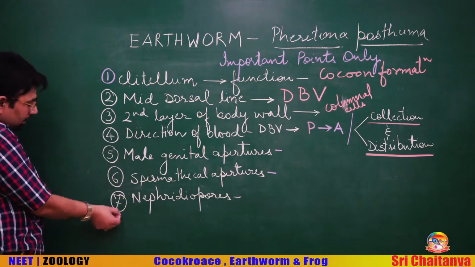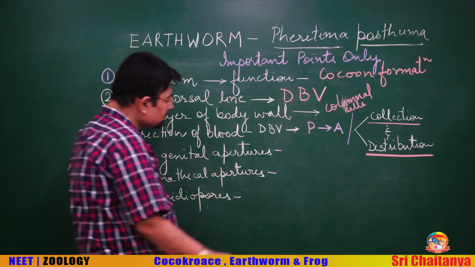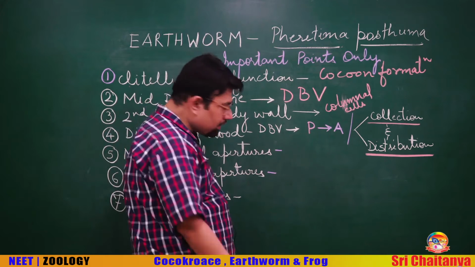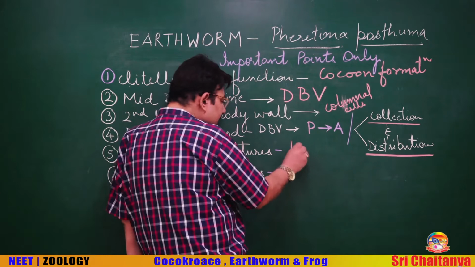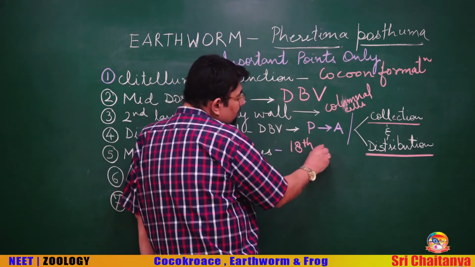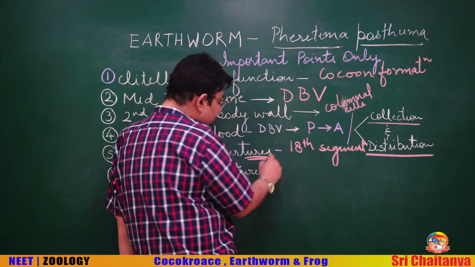Now, some other data: male genital apertures. The male genital apertures, one pair on the ventrolateral side in the 18th segment. Male genital apertures, one pair.